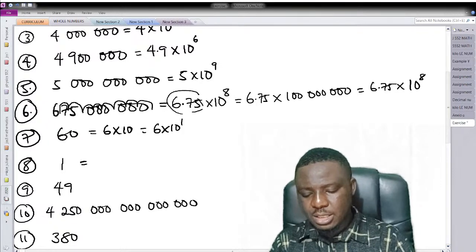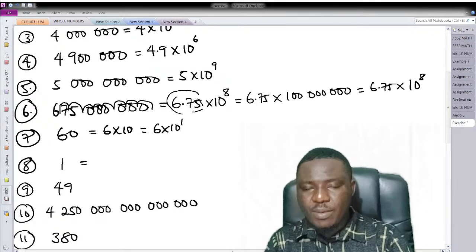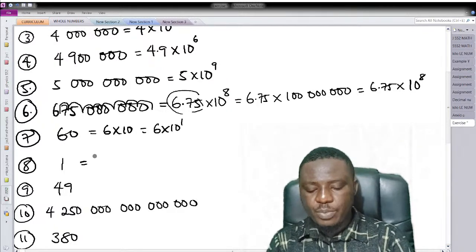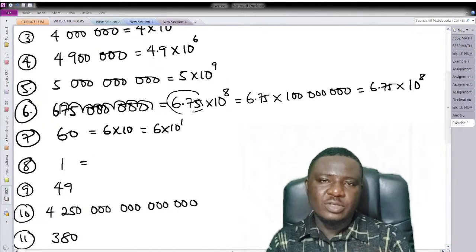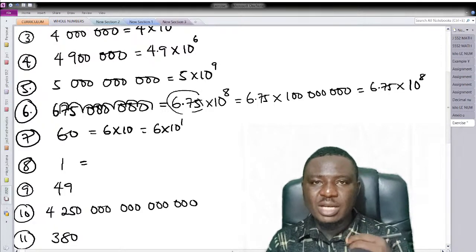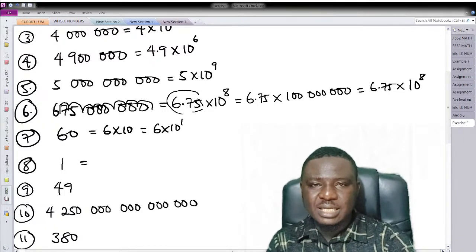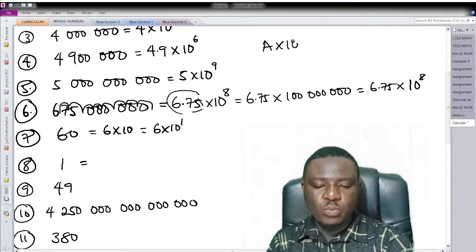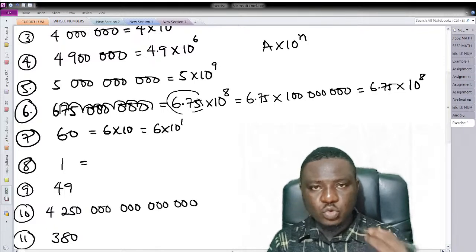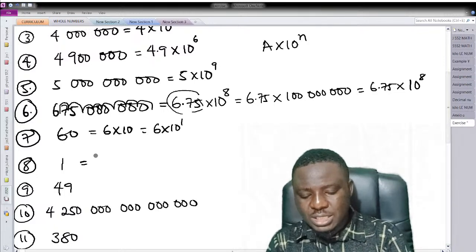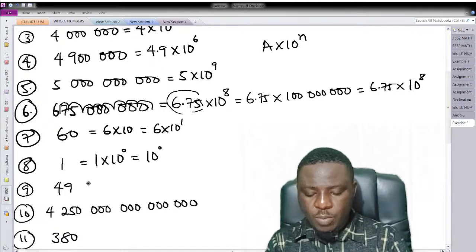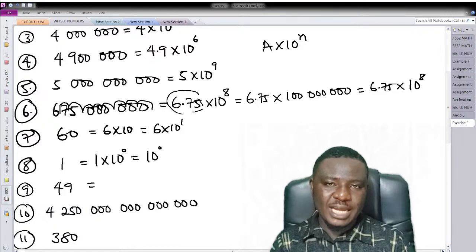In 8, 1. Remember, in index form, any number raised to the power 0 is said to be 1. But since we are dealing with standard form, it is expressed as A times 10 to the power n. So 10 to the power what gives us 1 is said to be 0. So this can be said to be 1 times 10 to the power 0, which you can express as 10 to the power 0.